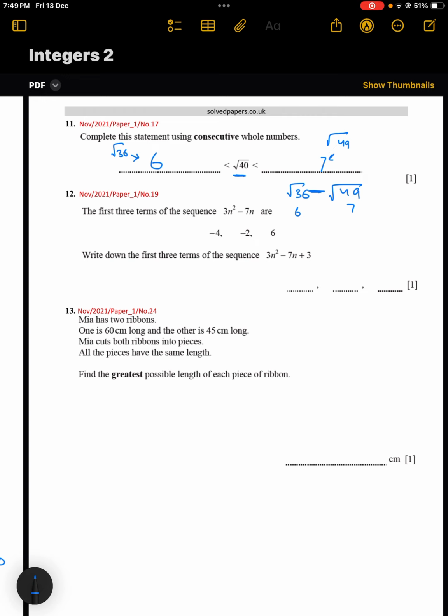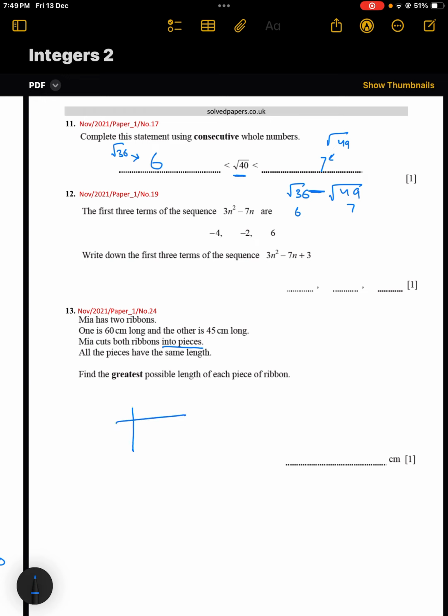Sequences are not included, so we'll move to question 13. Mia has 2 ribbons. One is 60 centimeter long and the other is 45 centimeter long. Mia cuts both ribbons into pieces. All the pieces have same length. Find the greatest possible length of each piece of ribbon, which means HCF.